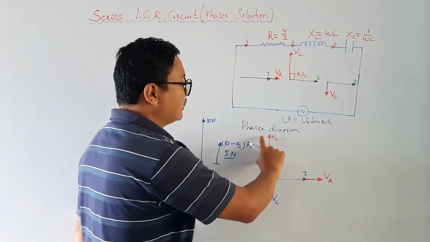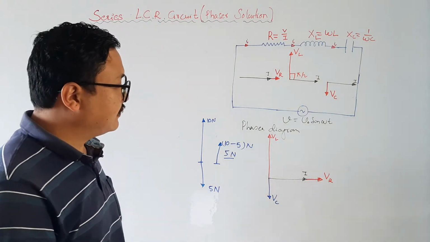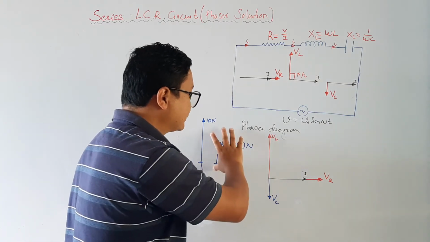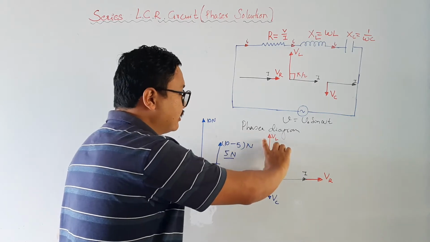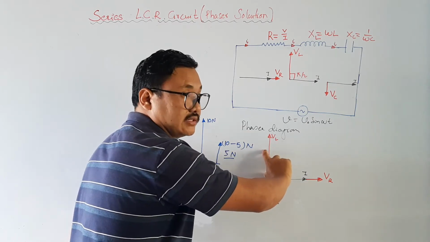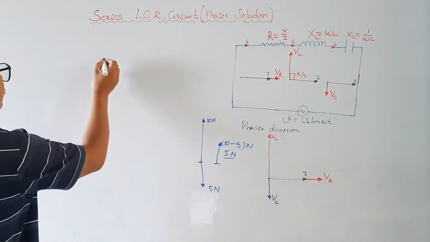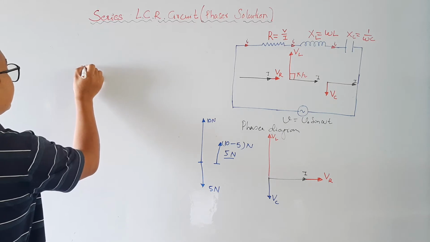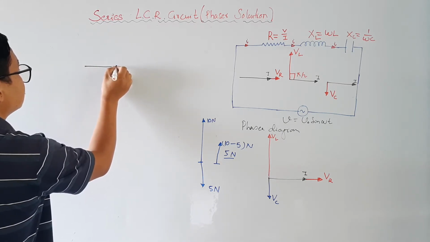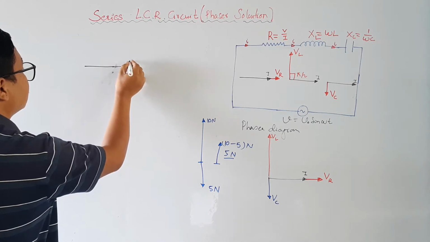Similarly, this VL is larger than VC, as we have already studied. Then this will win, so there will be a VL minus VC vector somewhere here, isn't it? So let me draw this here now. To draw this, I will have this kind of thing here. Let me draw it a little bit longer.